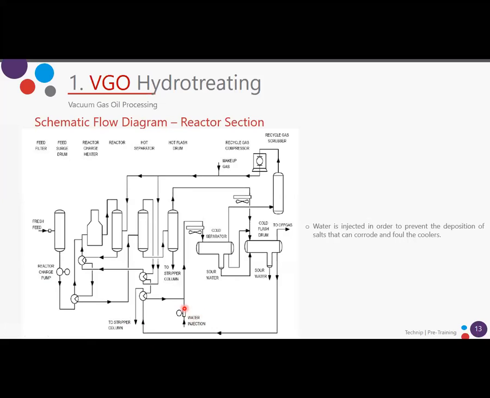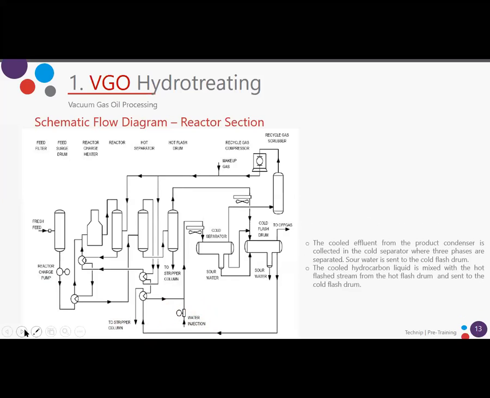Water here is injected in order to prevent the deposition of salts that can corrode and foul the coolers, as we have seen in the other hydrotreating units of the refinery. So the cold effluent from the product condenser is collected here in the cold separator. Here you have three phases. You can see here one, another, and another one, okay?